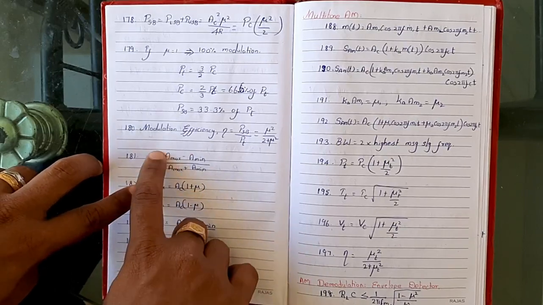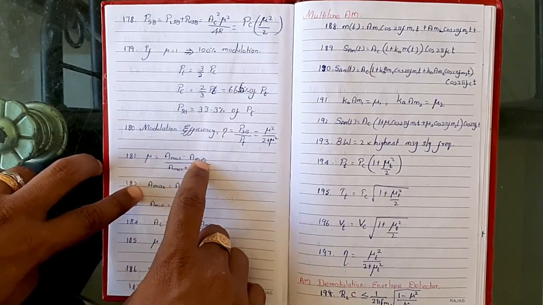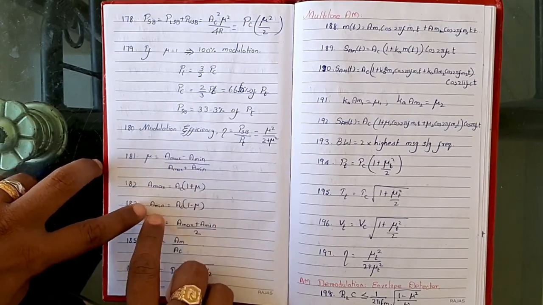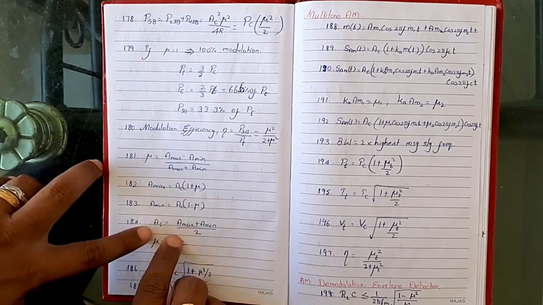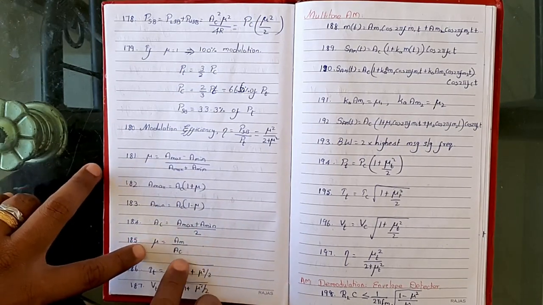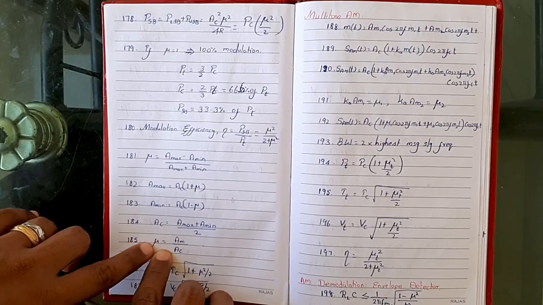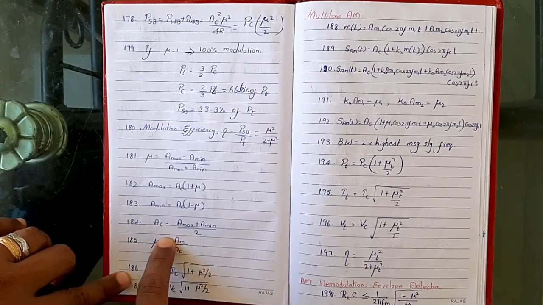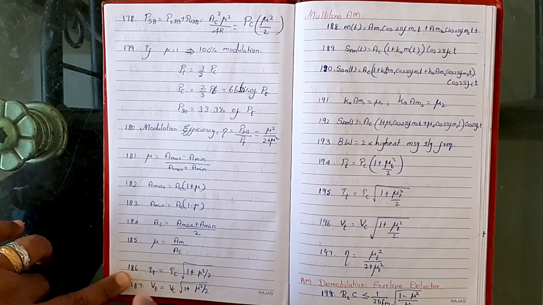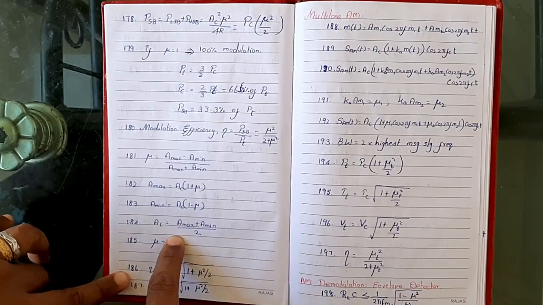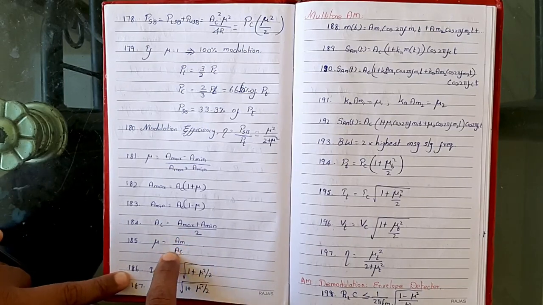182, so A max means maximum amplitude, A min means minimum amplitude. A max is equal to AC into 1 plus mu, A min is equal to AC into 1 minus mu. AC is equal to A max plus A min divided by 2. Then 185, mu, the modulation index, equal to AM divided by AC. AM is the modulated signal, the signal which contains information. So that amplitude divided by the amplitude of the carrier signal.